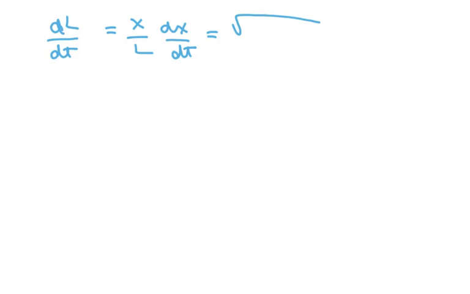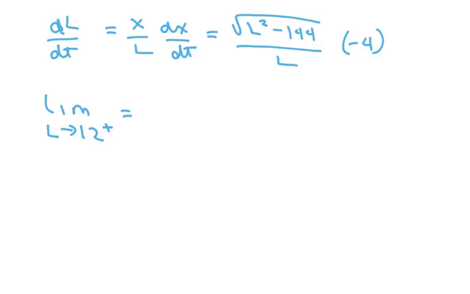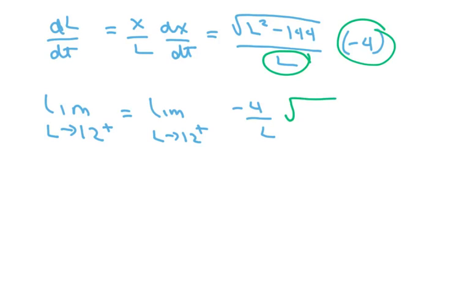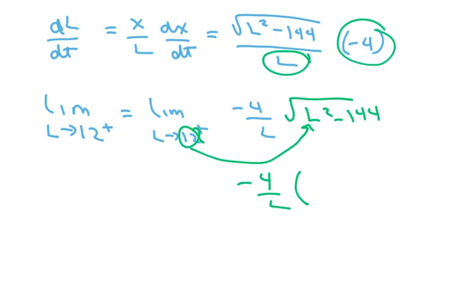So now if we do the derivative of L with respect to t, we're going to take the square root of the length squared minus 144 over the length times negative 4. And if I take the limit as L approaches 12 from the right side, this is the limit of negative 4 over L, I'm just putting these two together, times the square root of L squared minus 144. And when I plug in 12 in here, I'm going to get 0, so we're going to get negative 4 over L times 0, and that's going to equal 0.